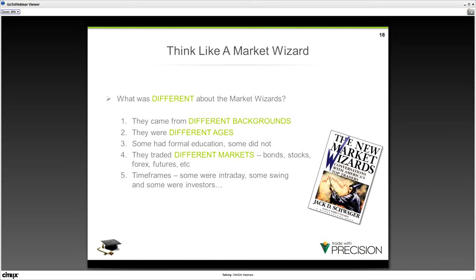So this group of traders also traded different time frames. Okay, some were intraday traders. Others were swing traders, and still some others were more buy and hold long-term investors. So the interesting thing about this book is that even though they all traded differently, they traded different markets, they traded different time frames, they were all incredibly successful at what they did and in the way that they did it.